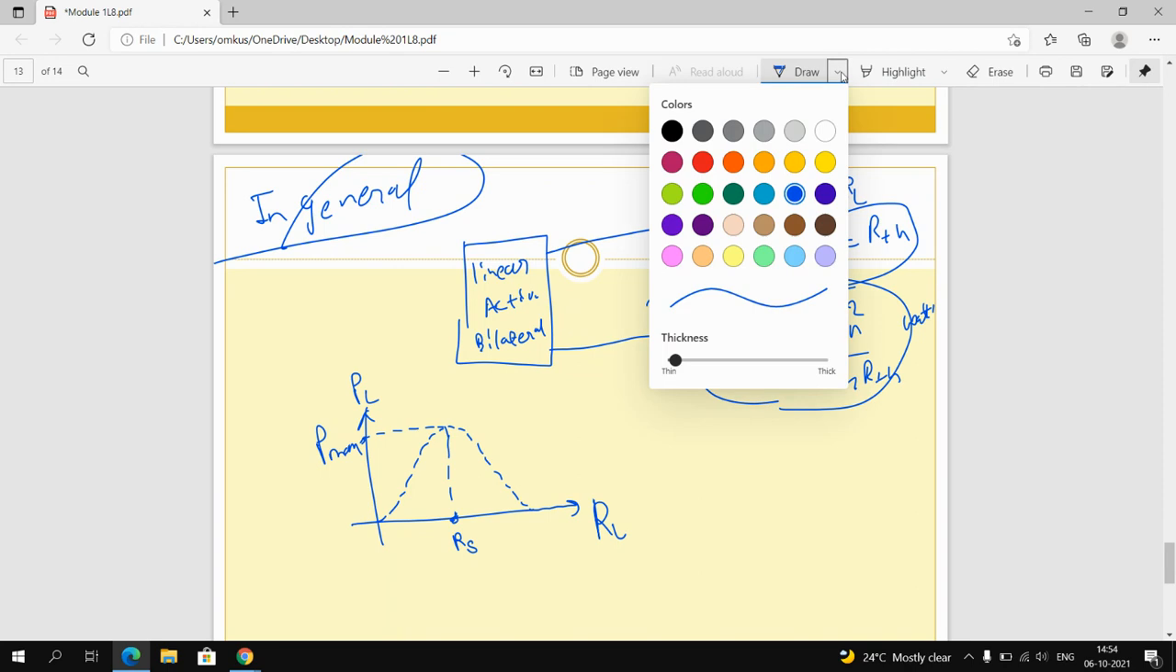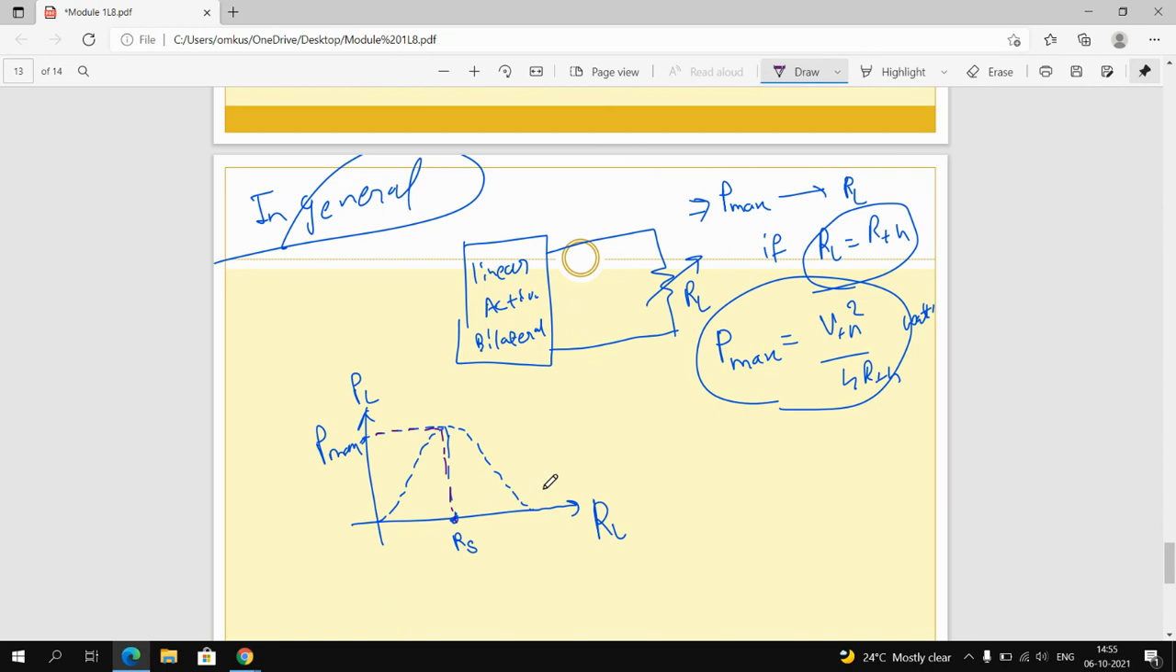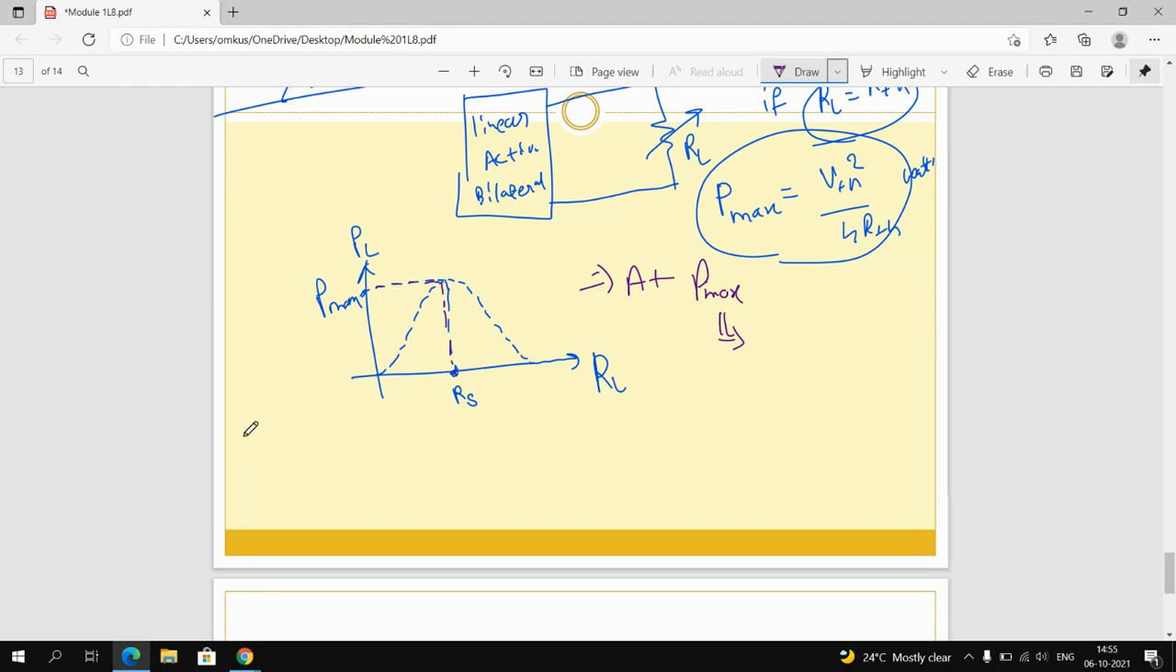When this condition happens, और जब ऐसी कंडीशन होती है, वहाँ पे क्या होता है, at that condition, at Pmax, your output efficiency, I have written here in terms of a statement: during Pmax transfer to load, output efficiency is 50%.